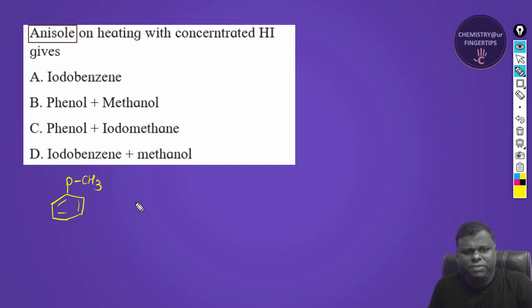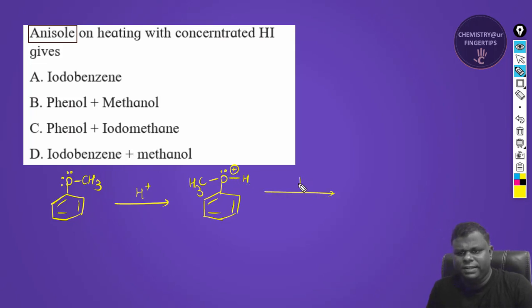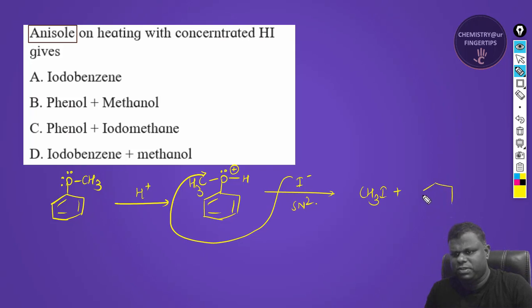Now, on treatment with HI, that means the initial step is basically the protonation of the oxygen which is attached to the benzene ring, as a result of which you get a protonated anisole, correct? So you will be having O with a CH3 here, correct? And then there is going to be an H with one lone pair and a positive charge. Now, this I minus is going to have an SN2 attack over here, as a result of which I minus is going to attack CH3, and then you'll be getting CH3I plus phenol. Okay.